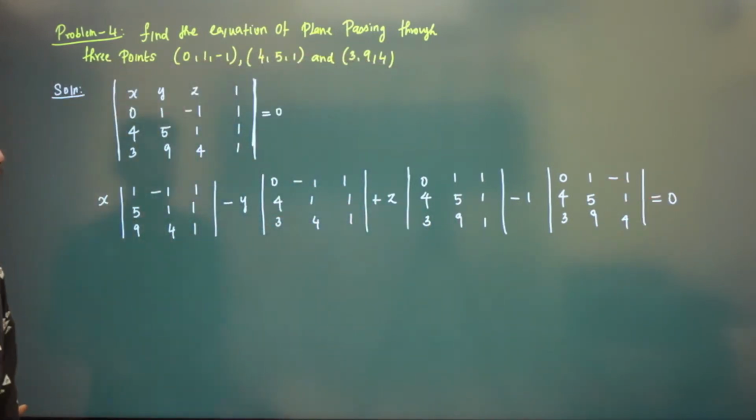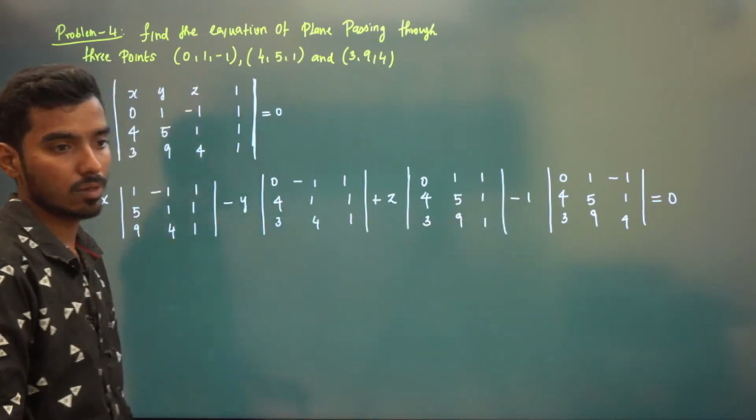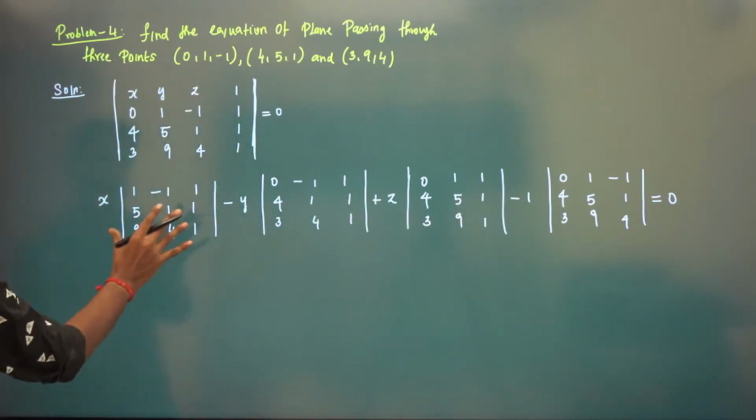So you just have to expand all these determinants. You will get some number, number, number, number. That will be the required equation of the plane, right? So I'll just expand only this determinant.